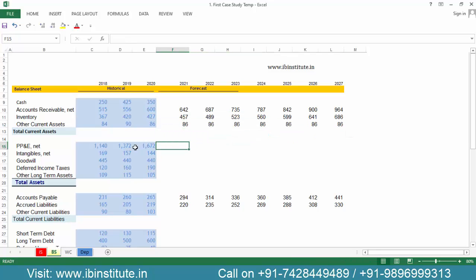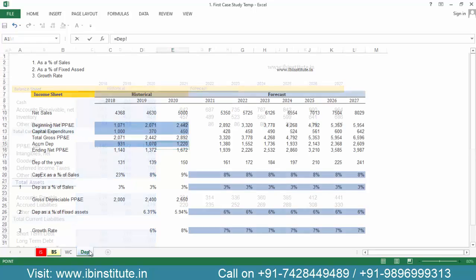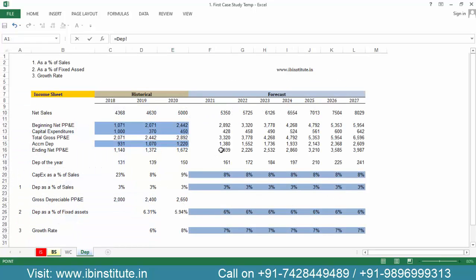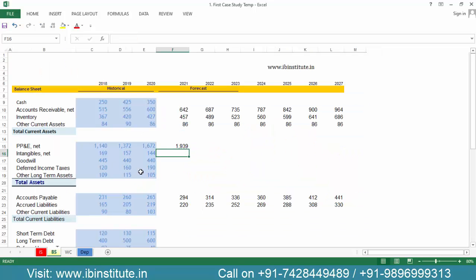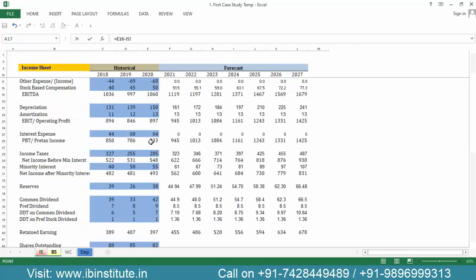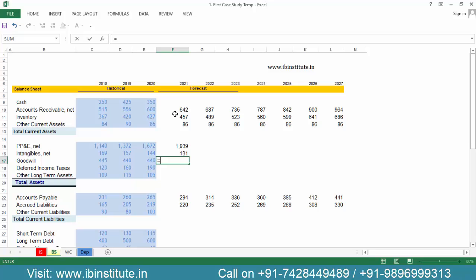The next item is property, plant and equipment. This item we have already forecasted in the depreciation schedule. So click on this depreciation schedule, and this is ending property, plant and equipment net. The next is intangible. So previous year of intangible minus the amortization of this year. So this is the amortization of the year. The next is goodwill. Goodwill will remain constant in the future.